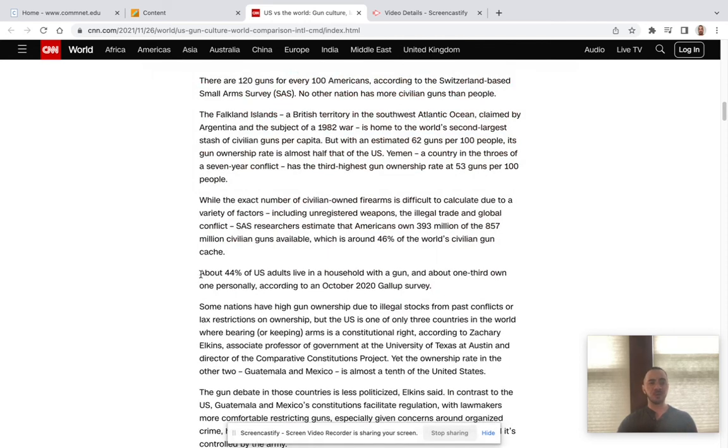Another example of logos we'll see here. About 44% of US adults live in a household with a gun, and about one third own one personally. That is another example of factual information, or logos, that is being used to convince the audience or to put forward a message. The last category of rhetorical technique we call pathos. Pathos refers to an emotional appeal.